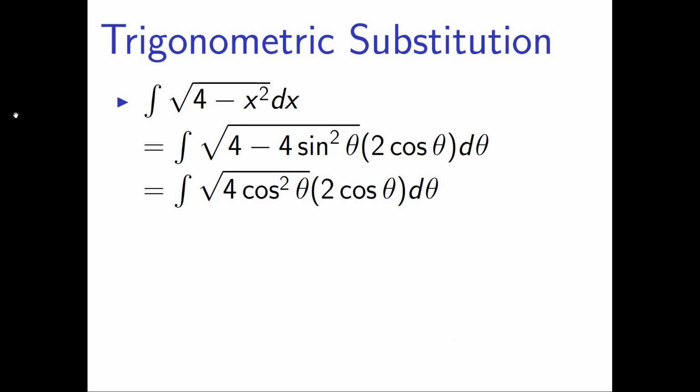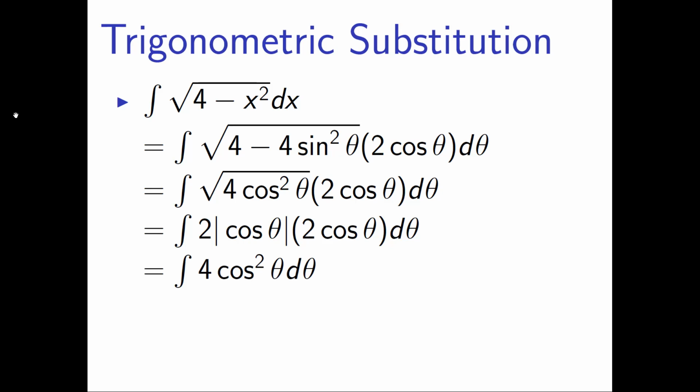That's a trig identity we had. So we have square root of 4 cosine squared here. And sure enough, that's just 2 cosine. We do need the absolute value, just to be careful there. And then we still have another 2 cosine here. So if we combine that all together, we're going to get 4 cosine squared theta.